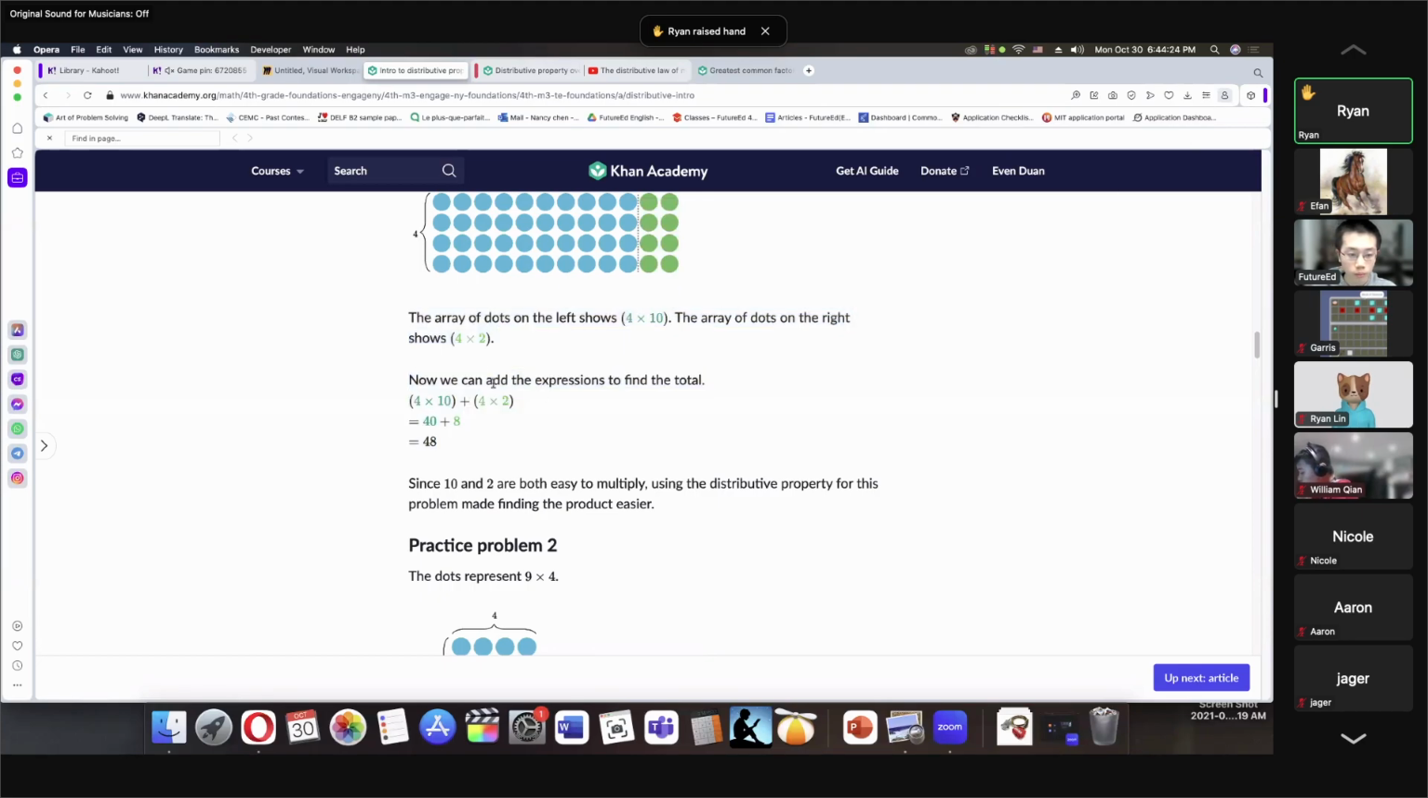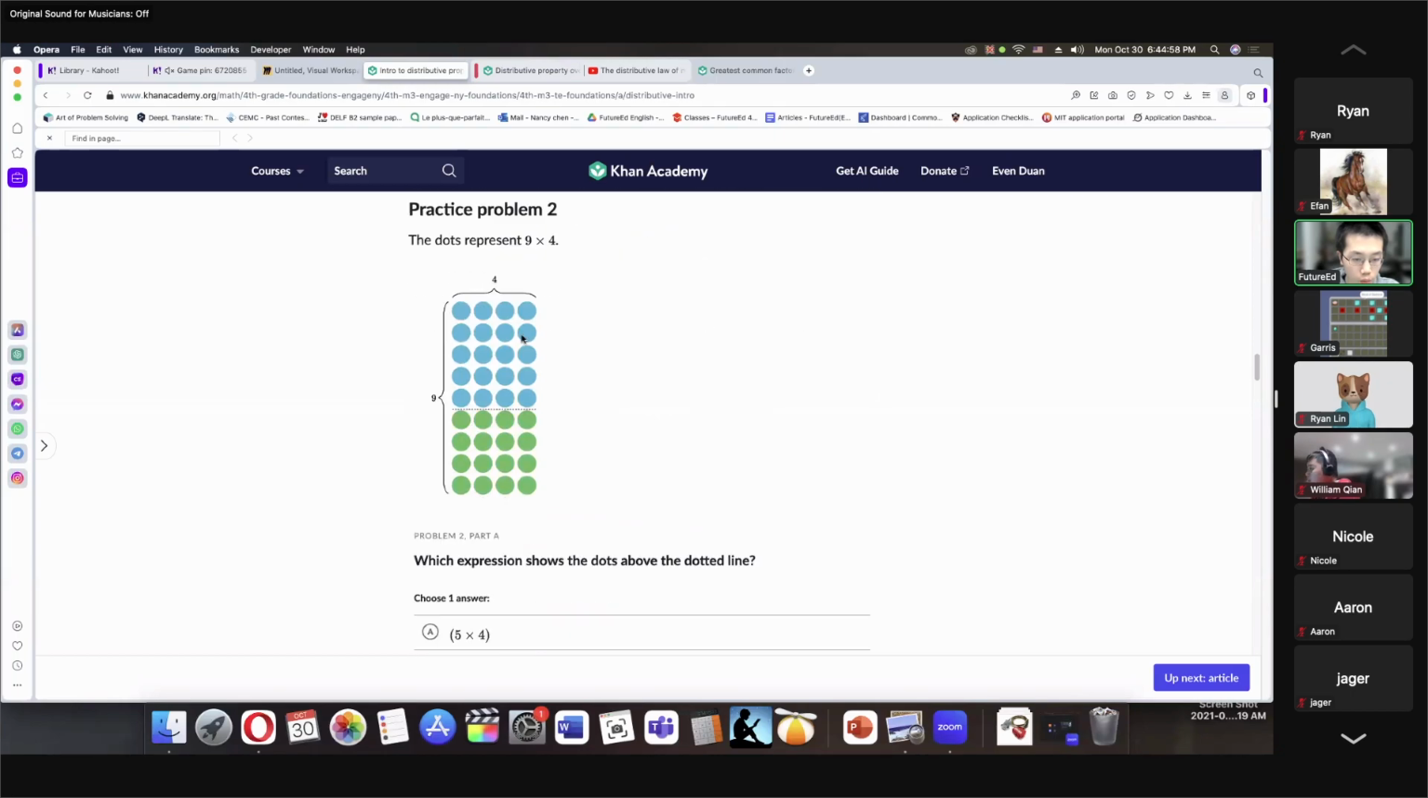The array of dots on the left shows 4 times 10. The array of dots on the right shows 4 times 2. Now we can add the expression to find the total. 4 times 10 plus 4 times 2 equals 40 plus 8 equals 48. Awesome. So we see both of these expressions, they were pretty easy to do, and you can just add them up to get 48. Let's do practice problem 2.